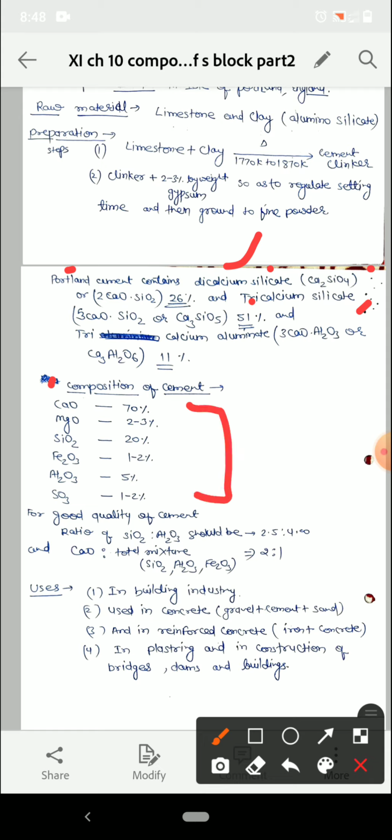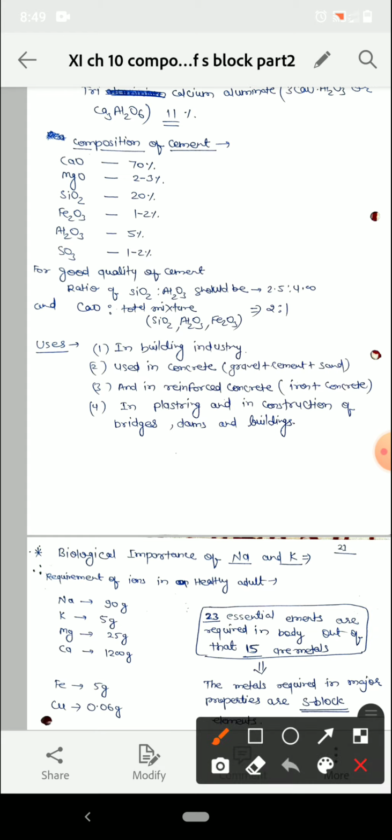Okay, these are the constituents of cement, and this is the percentage of each component. So CaO is 70%, so most of the compound of cement is calcium oxide. MgO 2 to 3%, SiO2 20%, Fe2O3 1 to 2%, Al2O3, aluminum oxide, 5%, and SO3 1 to 2%. Okay. So for good quality cement, the ratio of SiO2 and Al2O3 is 2.5 to 4.0. Okay, and CaO to the total mixture is 2 to 1.